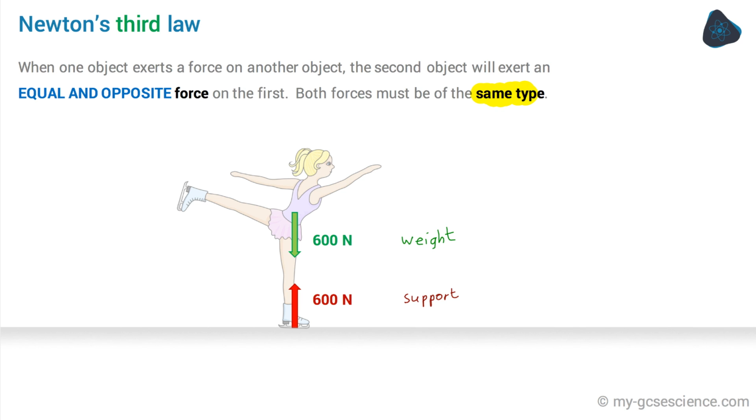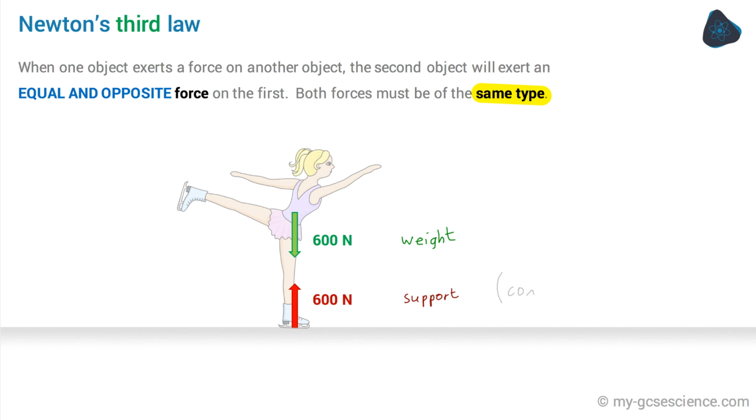Let's look at our ice skater again for just a moment. If she's balancing at rest as shown, then the only two forces acting on her will be her weight and the support or normal reaction force from the ground. Do these forces form what we call a Newton's third law pair? A lot of people would say yes here, and it's easy to see why, because both forces are equal in size and opposite in direction, but they actually don't form a pair in this way. The reason for this is that both forces are of different types here.